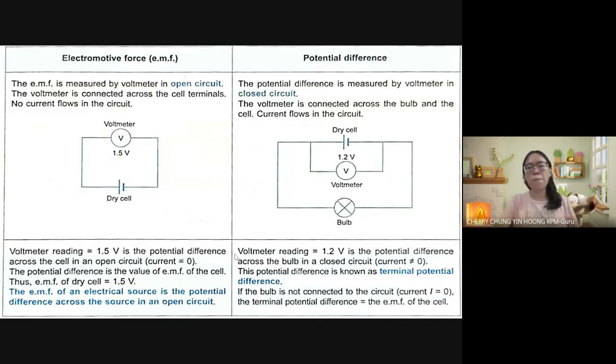所以这个就是那个不一样的地方。OK，EMF OK is measured by the voltmeter in an open circuit.